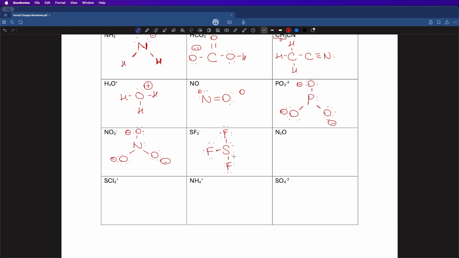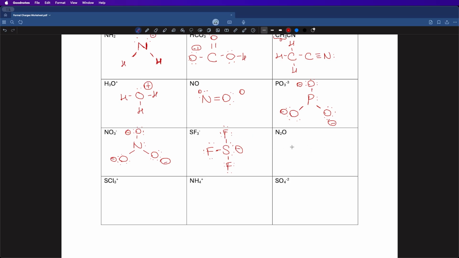So fluorine has exactly the number of bonds that it wants. But sulfur, let's count up sulfur 6. 1, 2, 3, 4, 5, 6, 7. Instead of 6, it has 7. And so this makes sense that sulfur would have a formal charge of -1, right? And the total charge would end up being, again, -1.